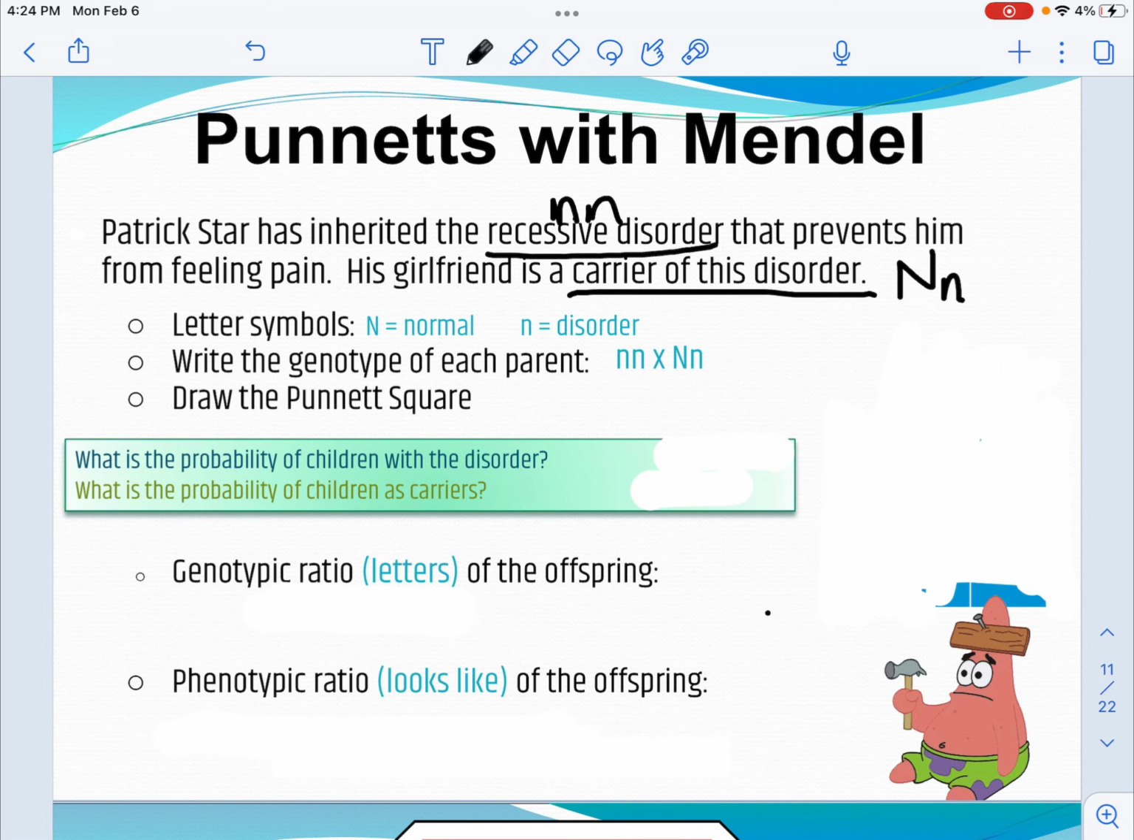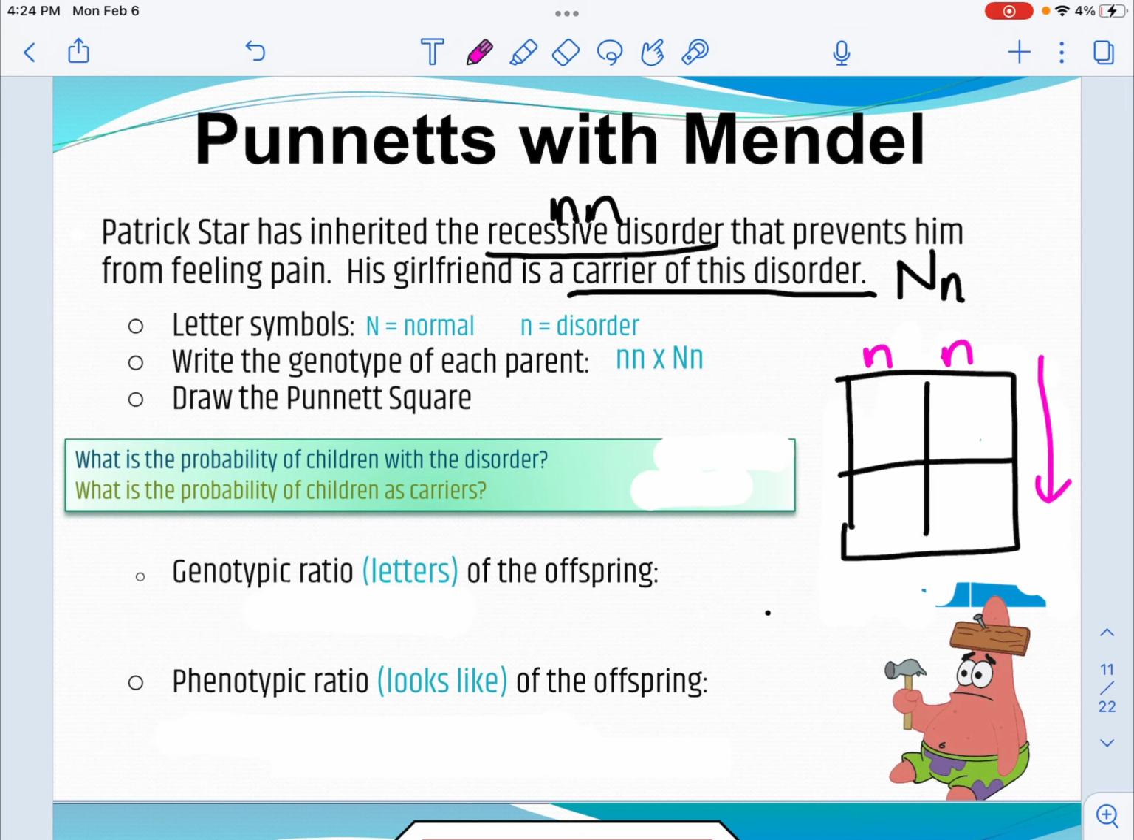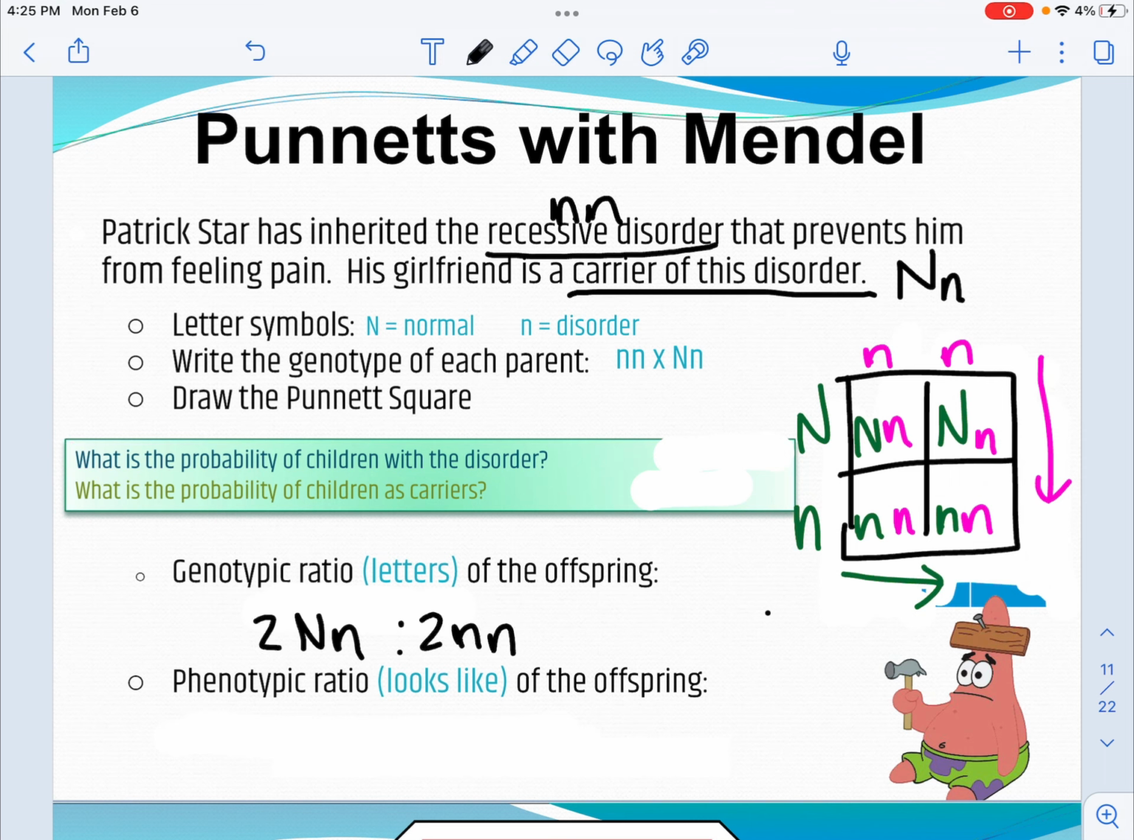Now let's draw our Punnett square here and see if we can figure out what their offspring possibilities will be. So, going to put Patrick up at the top. Again, anything on the top comes down. Anything on the side goes over. Big N, little n, little n. And then from there, let's figure out our probabilities here. Let's figure out our genotype ratio. The 2 possible genotypes we have are big N, little n, and little n, little n, and there are 2 of each. So there's our genotype ratio.